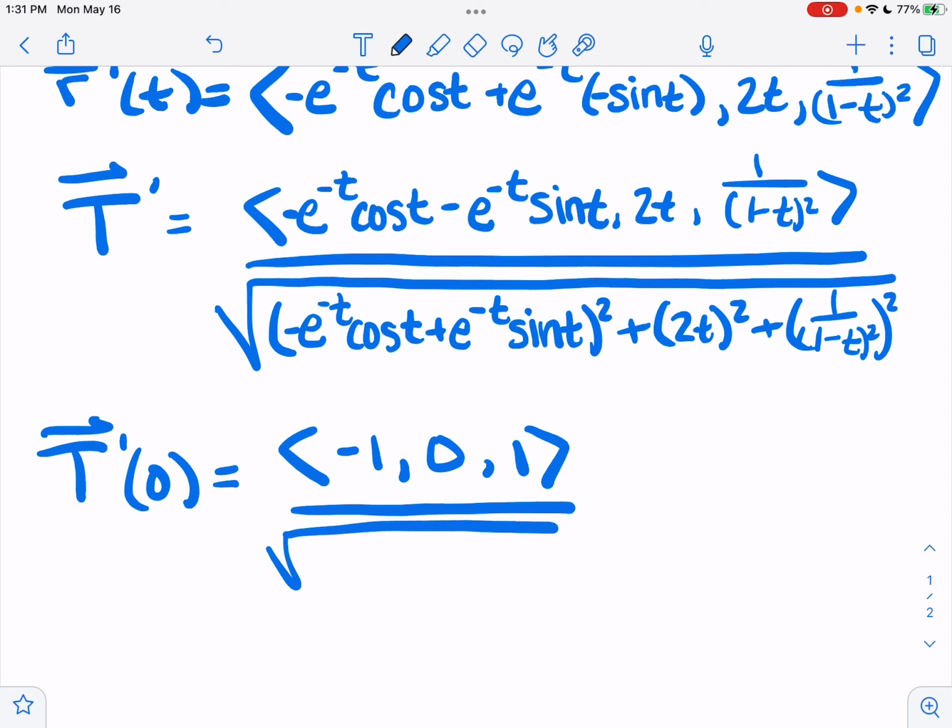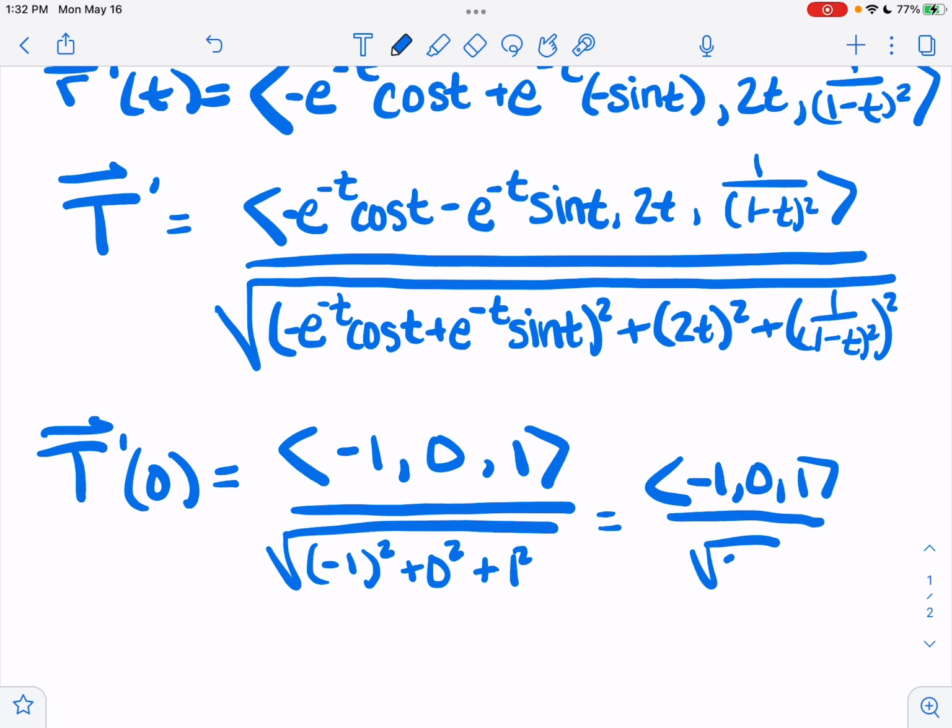negative 1 quantity squared plus 0 squared plus 1 squared. So we have minus 1, 0, 1 all over the square root of 2. And that is our unit tangent vector at that particular point.